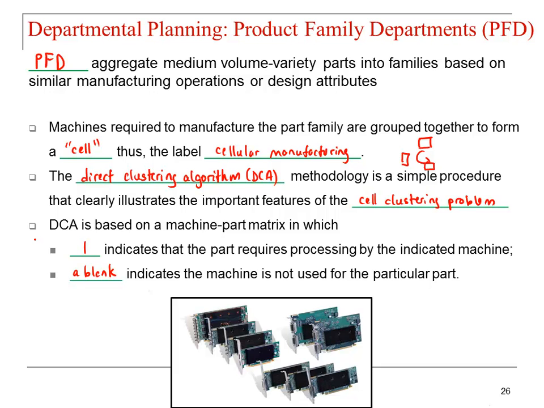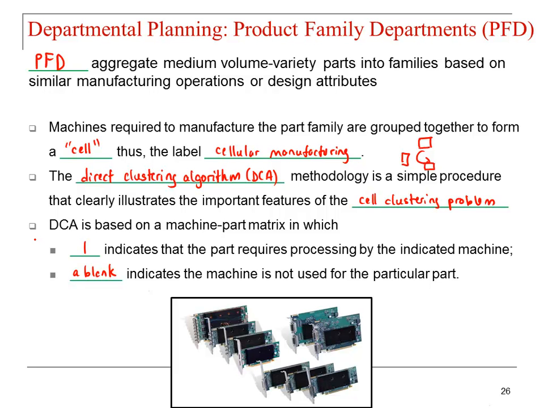Skip this. And this was the last thing we discussed. Here we are mentioning the importance of cells within the manufacturing department. When you have a product family department, a PFD, it aggregates medium volume variety parts into families based on similar manufacturing operations or design attributes. So you have a product family, meaning that you have different products, but they are very similar, such as the ones that I'm showing here in this picture.